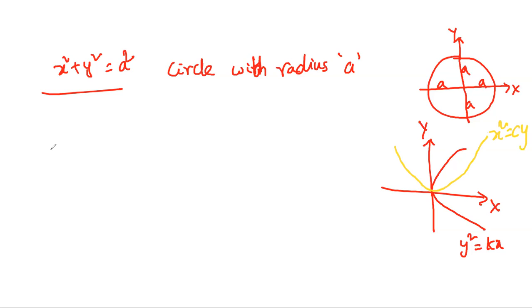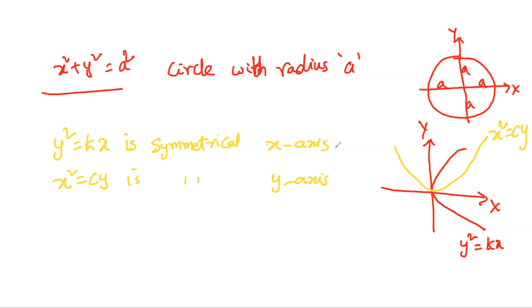Now, y square is equal to kx is symmetrical. Now, x square is equal to cy is also symmetrical. This one is along the x-axis. This one is along the y-axis. Fine?